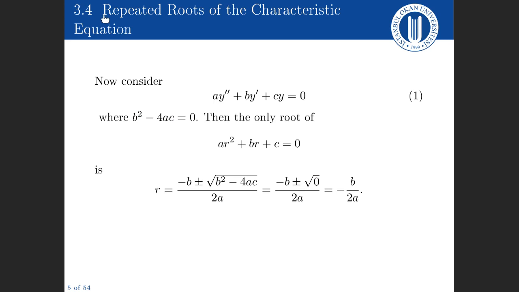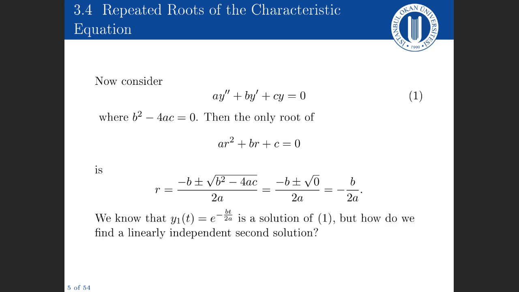So let's suppose that we're studying our second order linear homogeneous differential equation, and now let's suppose that the constants a, b, and c satisfy b squared minus 4ac is equal to 0. Then there's only going to be one root of the characteristic equation. The repeated root is going to be minus b over 2a. We know one solution. We know that e to the power minus bt over 2a is a solution of the differential equation. But we need a second one. We need to have two linearly independent solutions. So what can we do?